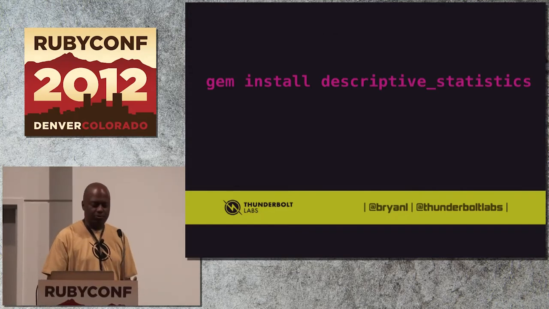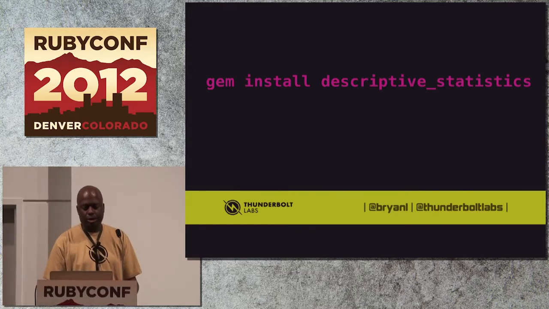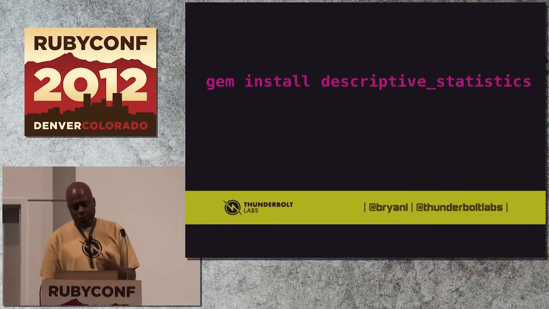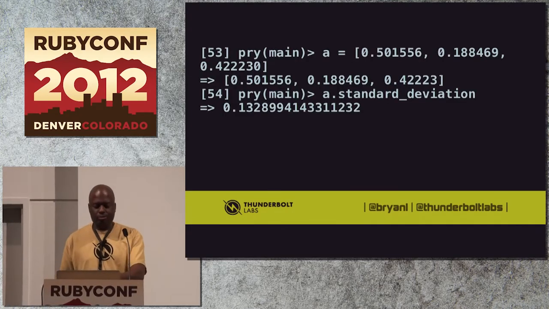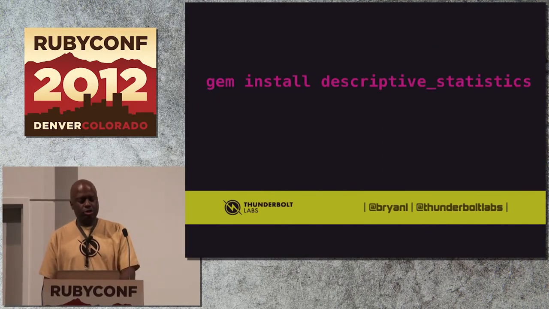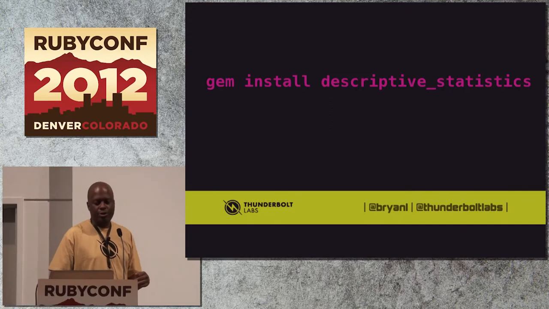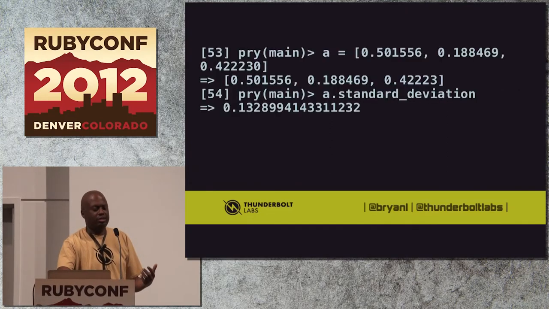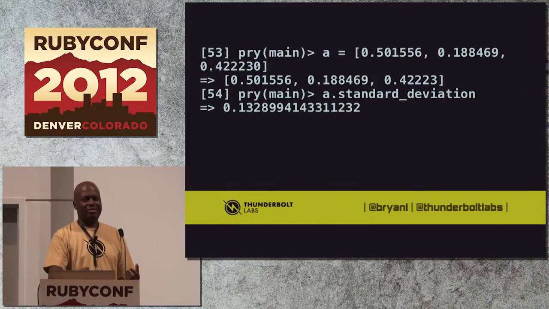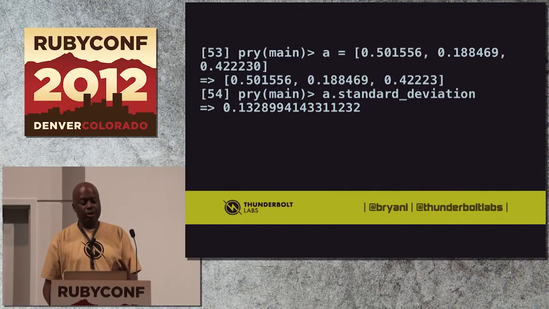I'm actually surprised that Ruby doesn't include this, but there's a nice gem called descriptive statistics that you can install. There are two ways to do this. You can install the gem and then require descriptive statistics, and what it does is extend core classes, and I know we don't like that.